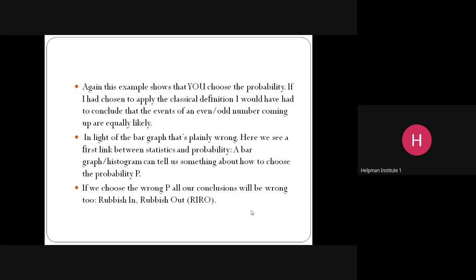All right. So this example shows that you choose the probability. If we were to apply the classical definition of probability, we would have had to conclude that the events of an even or odd number coming up are equally likely. Now, in light of the bar graph, that's plainly wrong. Here we see a first link between statistics and probability: a bar graph or histogram can tell us something about how to choose the probability P.